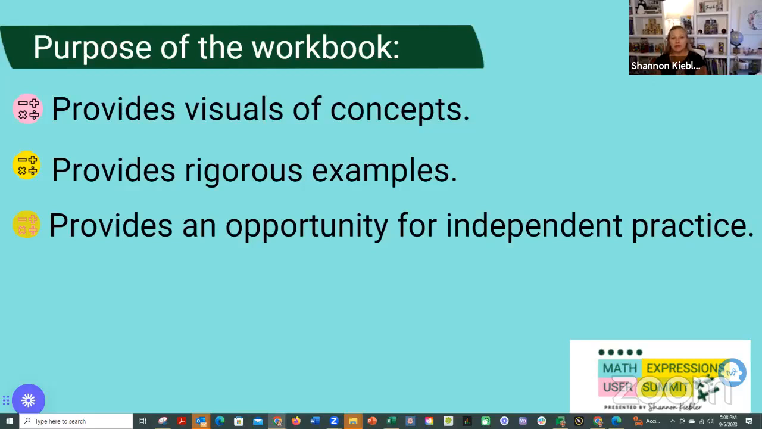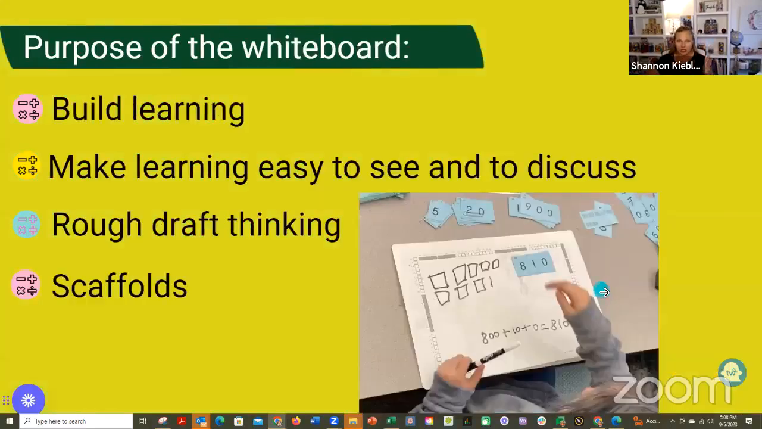The purpose of the workbook is it provides an opportunity for independent practice. That's going to be a part of our do's. Just hang in there with me for a minute and I'll tell you more about that.